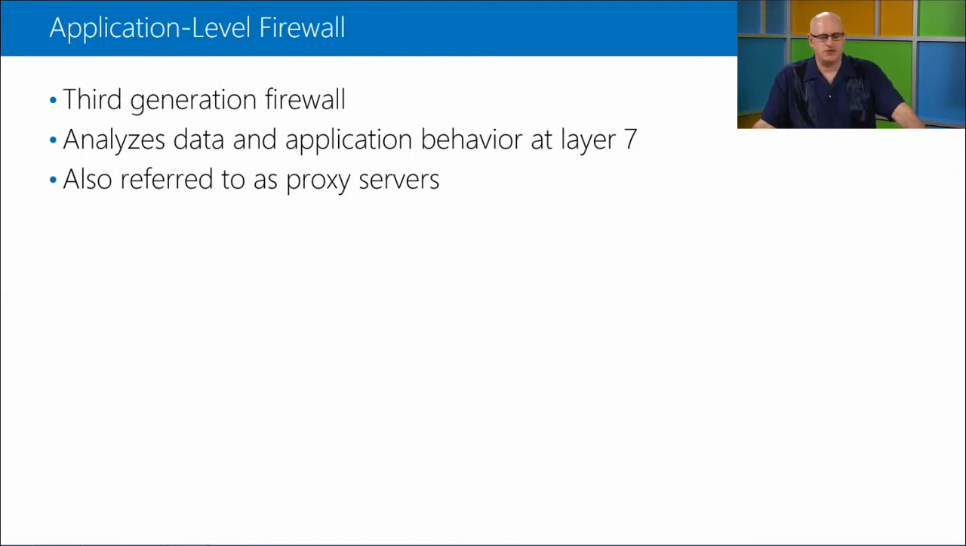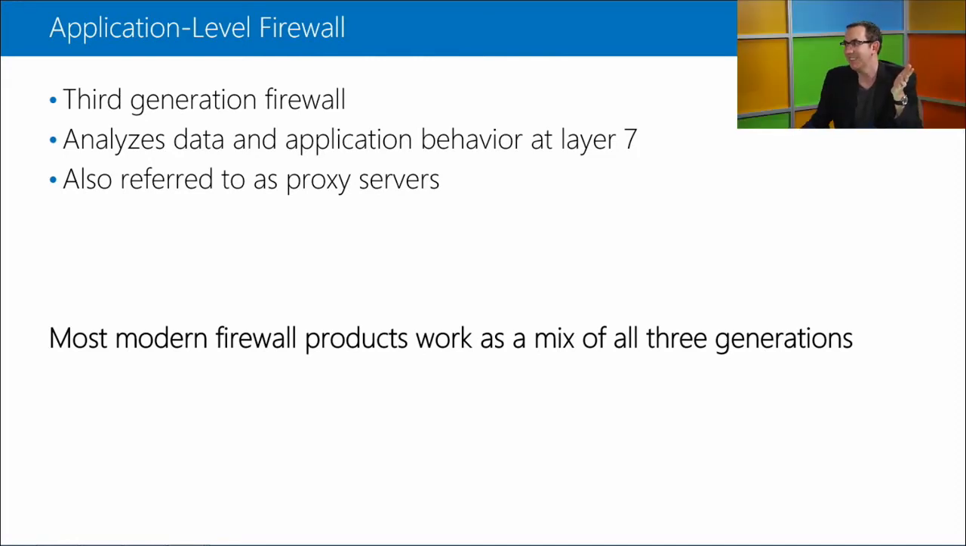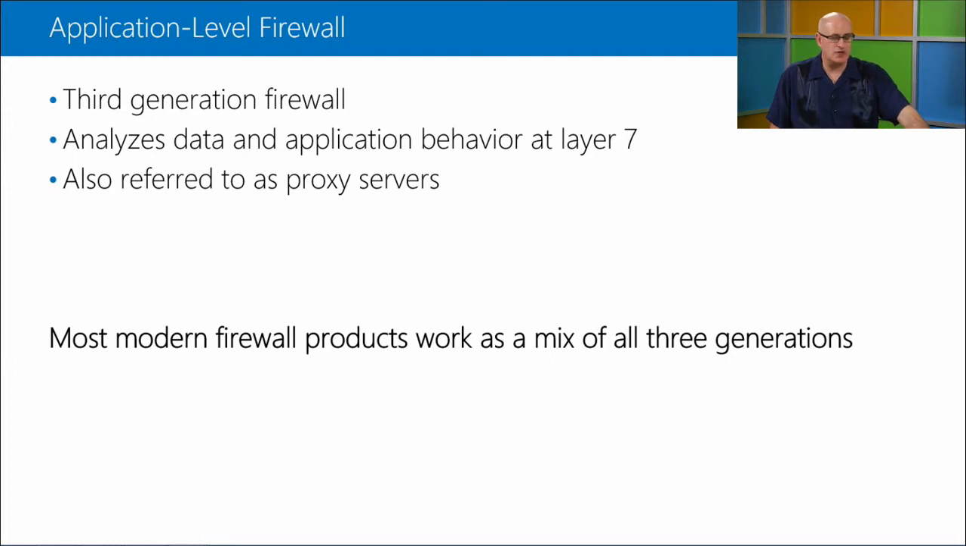Application level firewall, so third generation firewall, analyzes data and application behavior at layer 7, also referred to as proxy servers. So again, just a little bit higher level, takes a little bit more processing power, and is a little bit more involved. And to keep it simple, our last bullet: most modern firewall products work as a mix of all 3 generations.